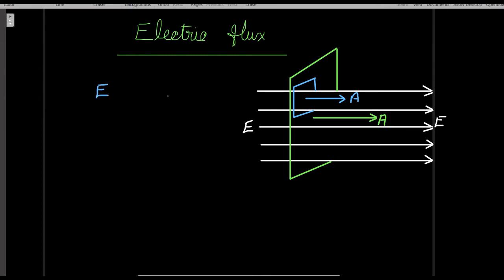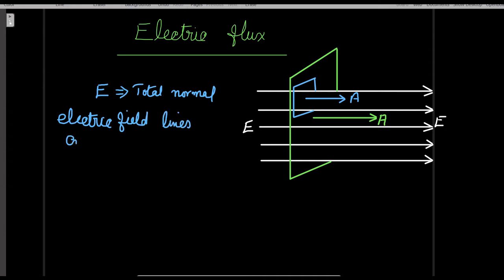So electric field is the total normal electric field lines crossing through unit area.